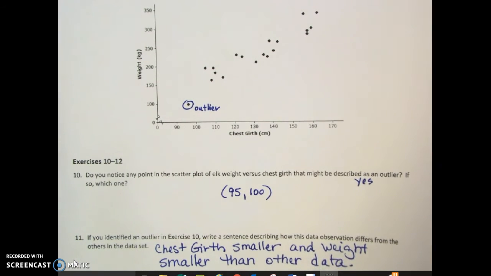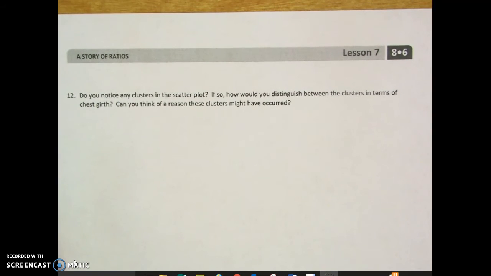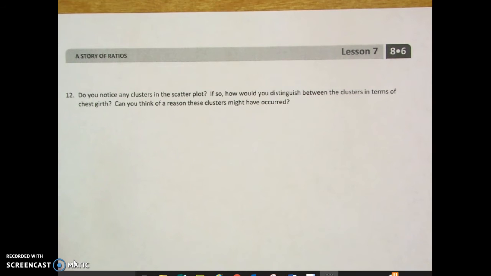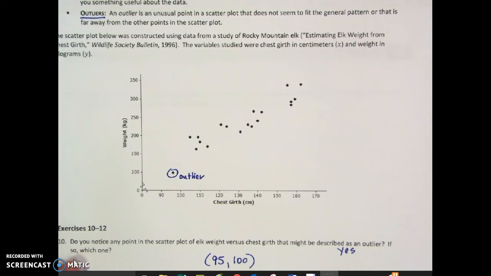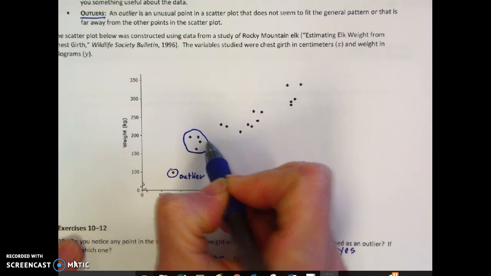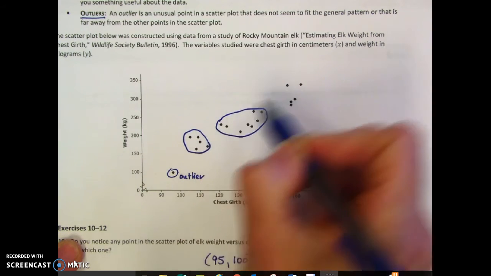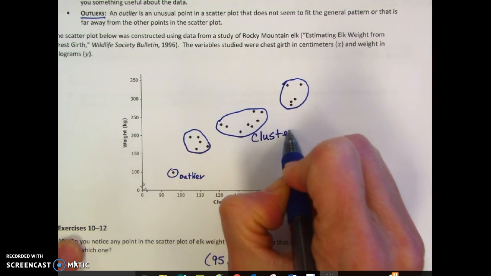Okay, so now we're going to take a look at the clusters. So let me go to the question. You can look at the question and then we'll answer it. Do you notice any clusters in the scatter plot? If so, how would you distinguish the clusters in terms of chest girth? And can you think of a reason why this might have occurred? So let's go back and look at our picture again. We want to know if there's any clusters. Just glancing at this, I see this group of points right here, this group of points in the middle, and then this group of points up here. So I would say these are our clusters.